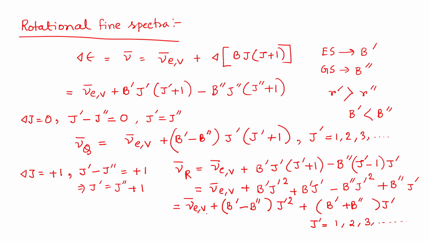So better, I think, write in terms of j double dash, but as you already told me, you already got the idea, so I'll not go into that. Maybe delta j equals minus one, then j dash minus j double dash is going to be minus one, and that means j dash is going to be j double dash minus one, or maybe I can write j double dash is going to be j single dash plus one.